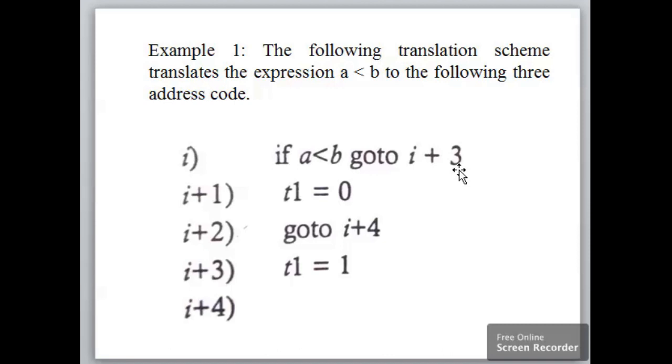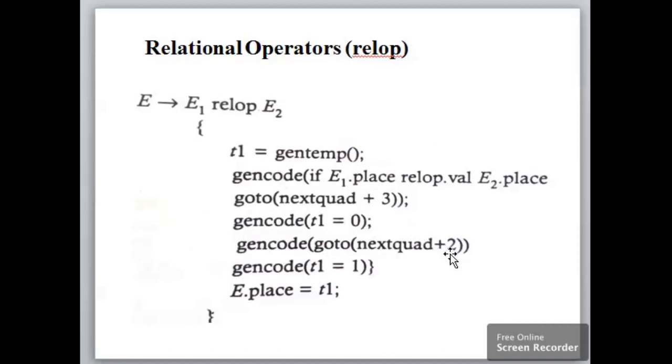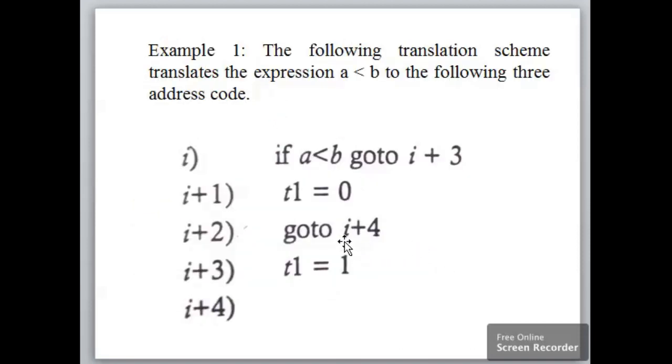Goto of 3. The statement immediately following would be t1 equals 0 if it's going to be false. And once the t1 value is false, the control would be going to which statement? Goto of I plus 4. What would be the current statement for the I? 2. 0, 1, 2. So goto of 2 plus 2, that is 4. Goto of 4. What would be the goto of 4? The next statement that is going to follow.